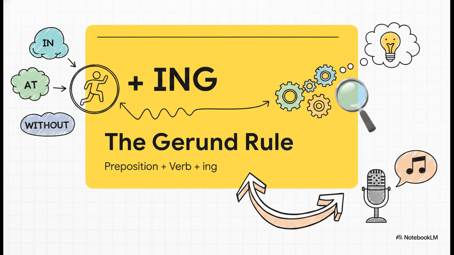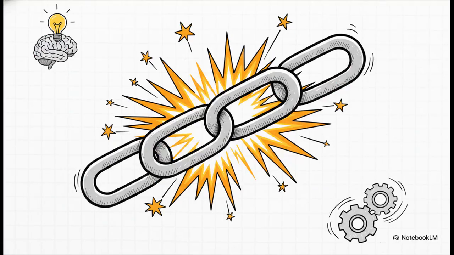And this rule is absolute. After prepositions, you have to use gerunds. So whenever you hit a preposition like in, at, or without, and an action comes next, you just slap an ing onto that verb. Let's do a rapid-fire test drive of this so it really sticks.